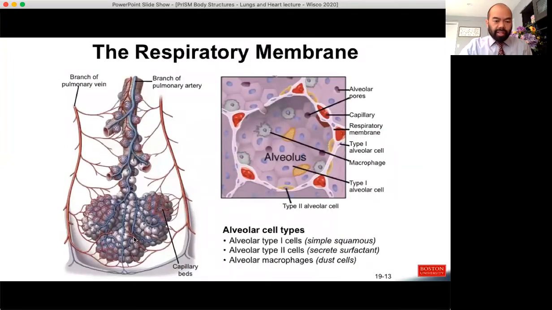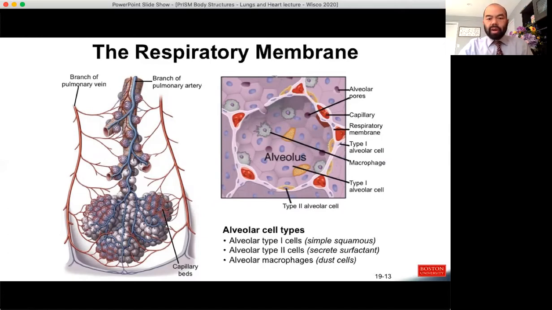At the alveolus, if I took a cross section of any one of these little air pockets, you would see something that looks like this. And what's important to note here is that this circular structure is the cross section of a sphere, and it forms what's called the respiratory membrane.